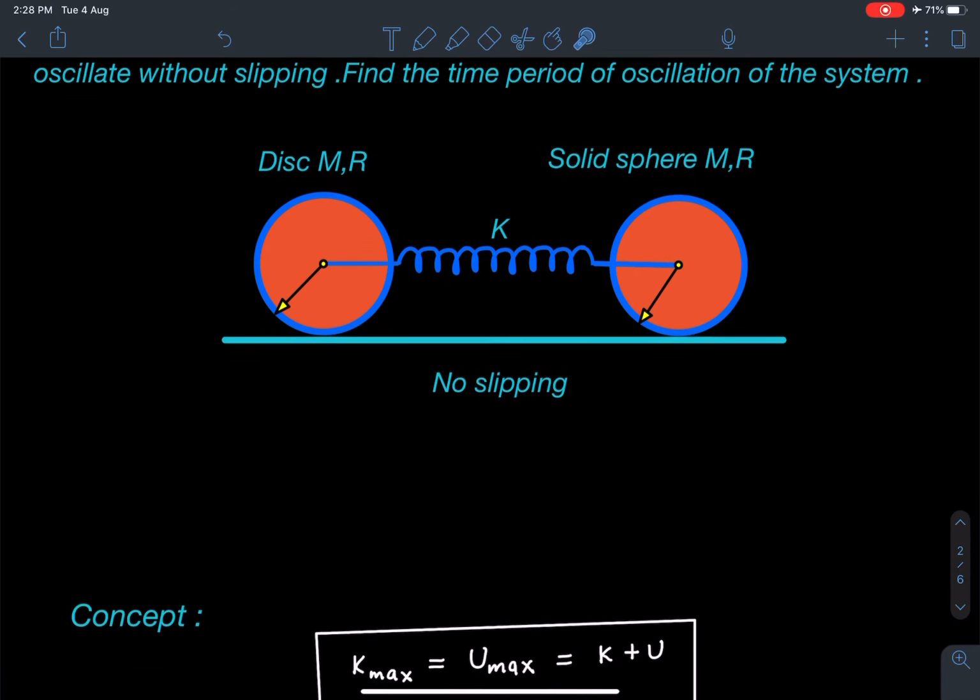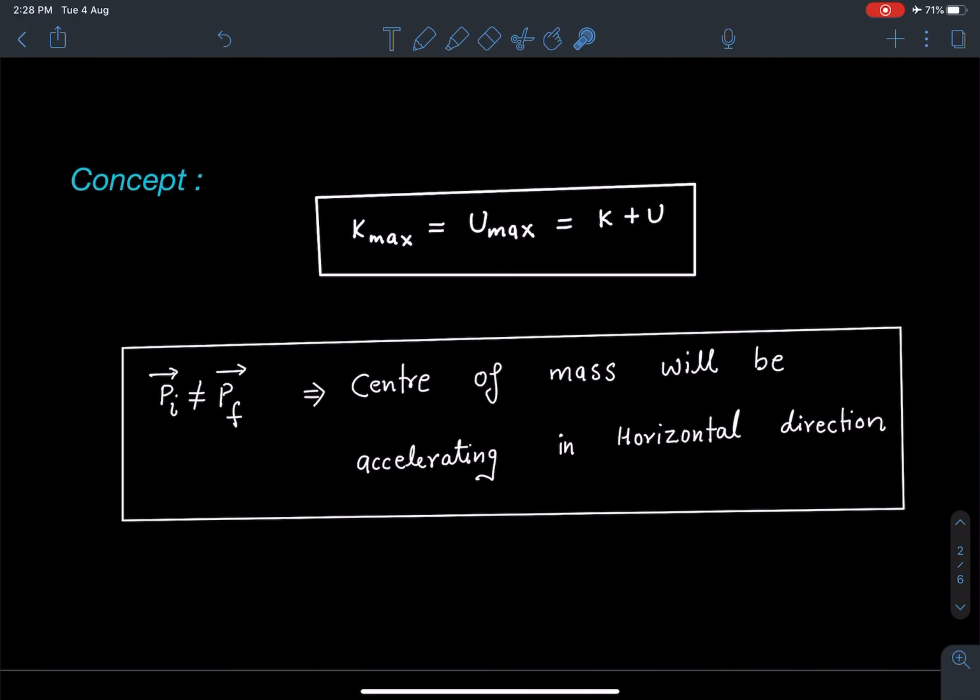So as you can see, since there is no slipping, that means friction forces are doing zero work, because the displacement of the point of application of friction forces on each body will be zero, as they are under no slipping condition on a stationary ground. So work done by friction forces is zero, therefore mechanical energy of the system is going to be conserved. So K plus U is a constant here, and at the same time I can say its value is going to be the maximum kinetic energy, or at the same time the maximum potential energy of the system.